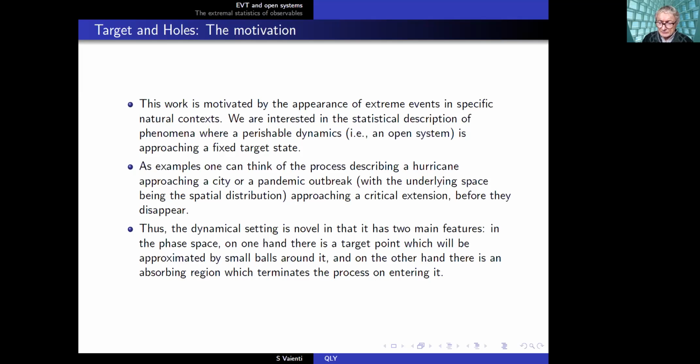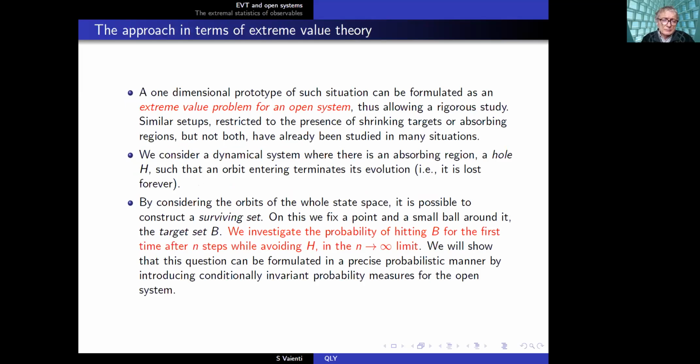So all this situation can be described in the framework of extreme value theory. Namely, the question which we ask is the following: suppose we have this small set which I call a rare set, which is placed somewhere in the phase space. What extreme value theory studies is the distribution of the first visit of the point into this set. And at the same time, as I said before, we put some hole. If the point moving in the phase space enters this hole, it will disappear.